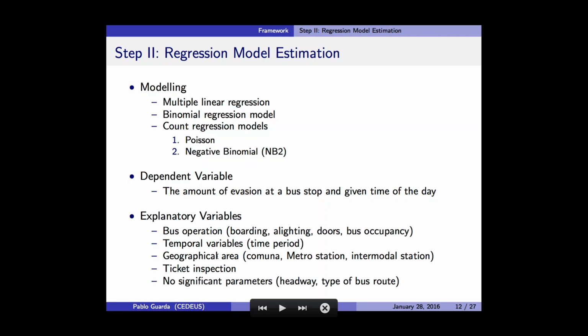And then some variables related with the geographical area: the level of income of the comuna, the municipality where the observation was collected, if there is a metro station nearby to that bus stop, or an intermodal station; some variables related to the ticket inspection; and the headway variable in this case, and the type of bus route, which are feeder or trunk, were not significant in this case.